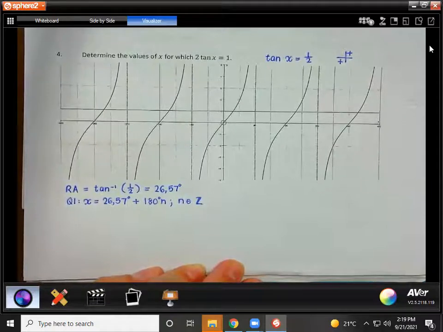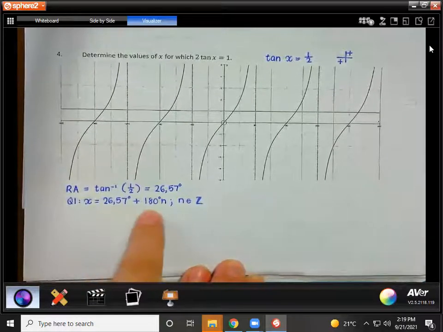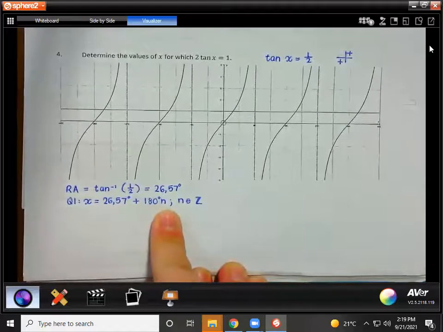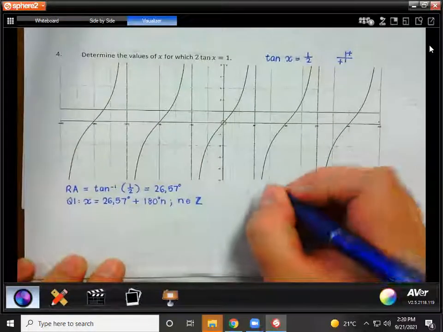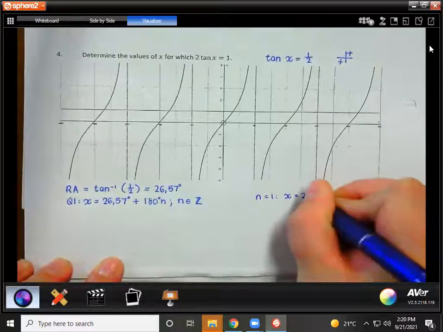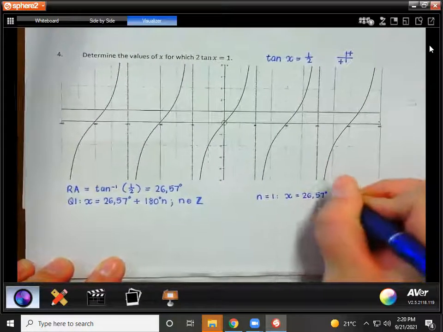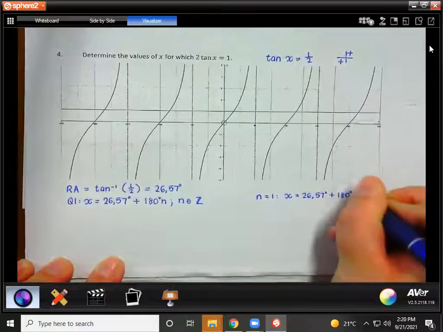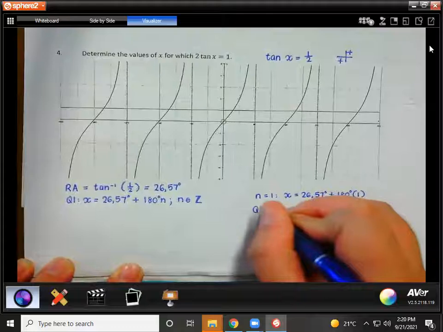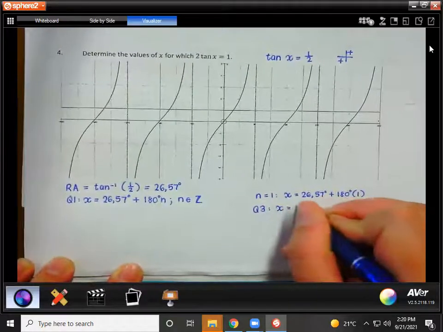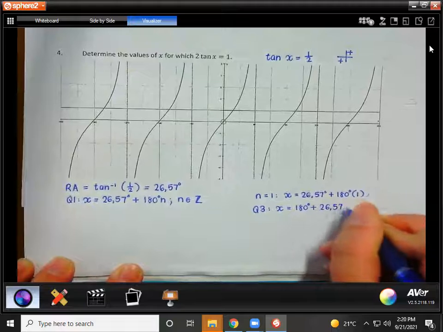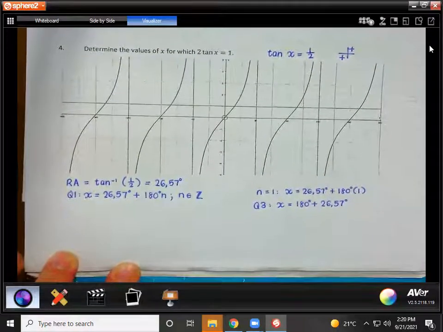180 plus 26.57. But am I not going to get that already if I put in a 1 for n over here? Right? What will that be? If n is equal to 1 here, x will be 26.57 plus 180 times 1. But my quadrant 3 solution is going to be 180 plus 26.57. Isn't that the exact same thing?